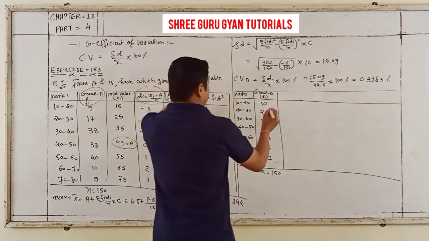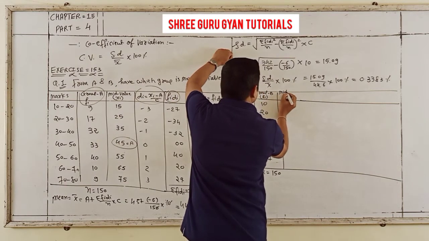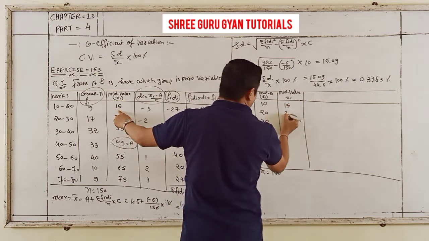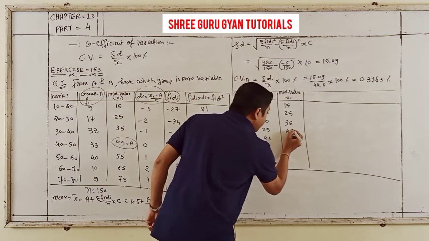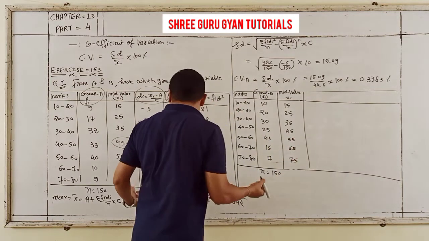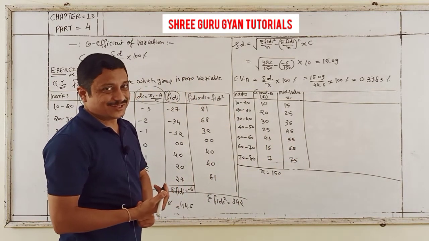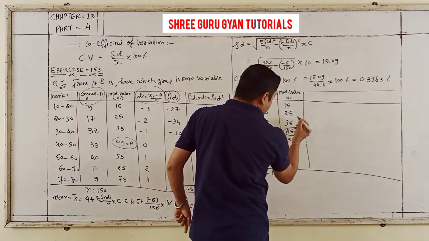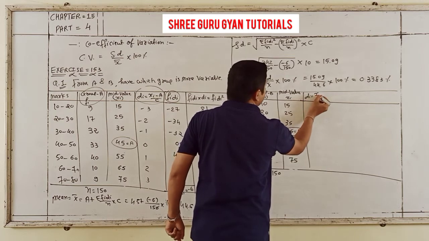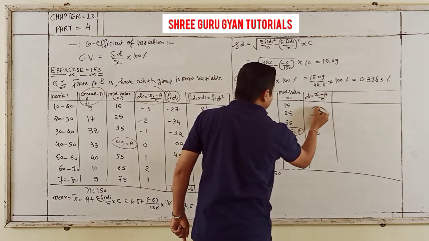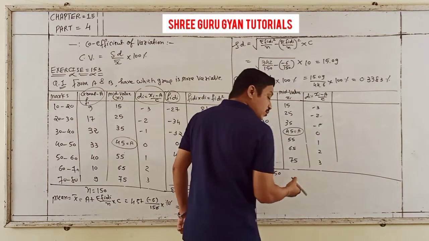Here also define the mid values, the same as in our first case: 15, 25, 35, 45, 55, 65, and 75. The assumed mean is also the same, 45. Create the di table: xi minus A upon C, which is minus 3, minus 2, minus 1, 0, and 1, 2, 3.